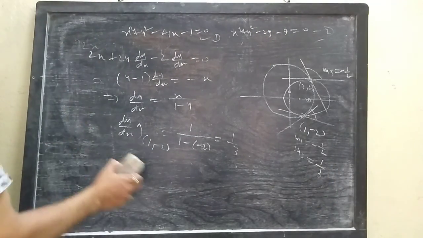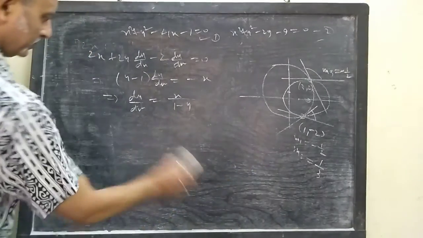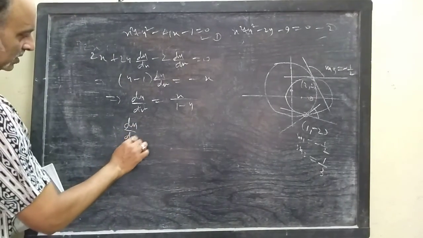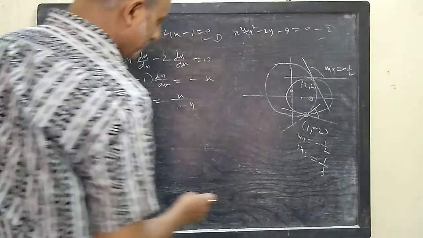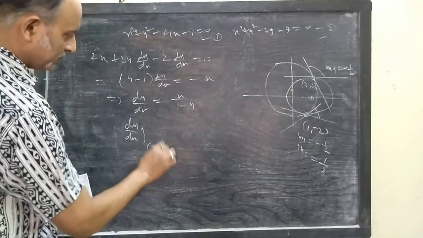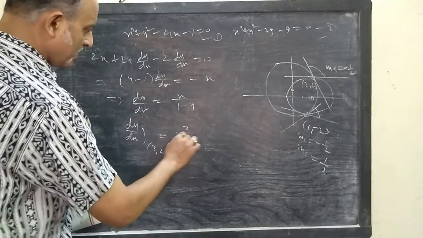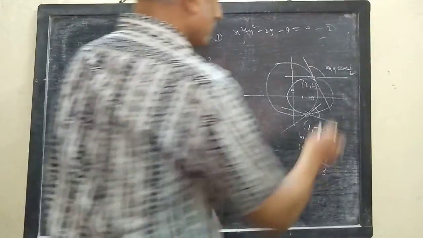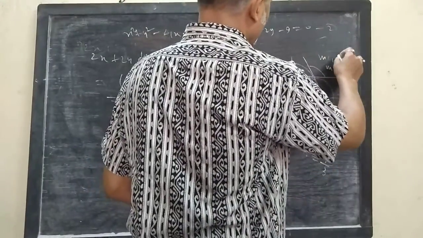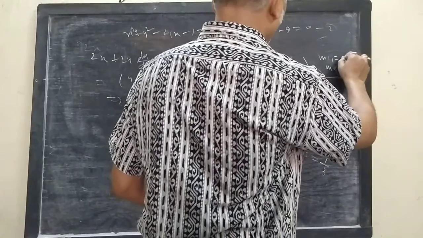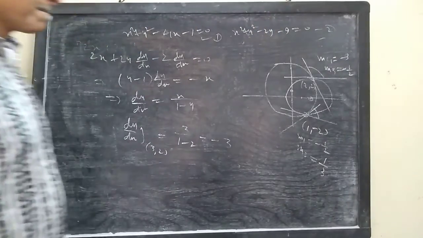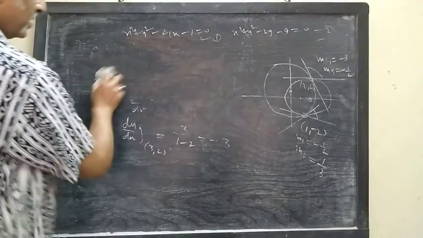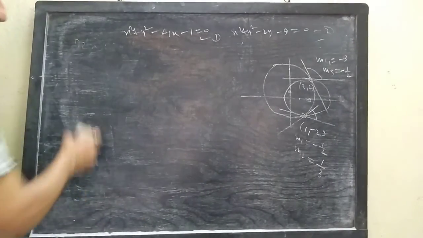Next, dy dx at the other point of intersection 3 comma 2. This will be 3 by 1 minus 2, that is minus 3. So here we get another slope, minus 3. Okay. Now we have to find the angle between the tangents.